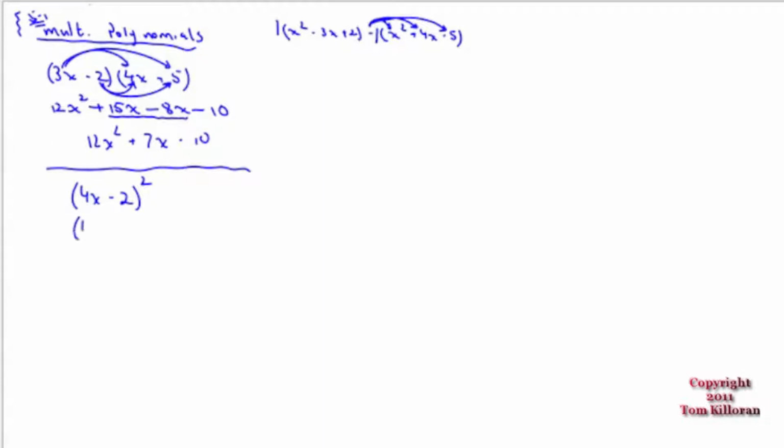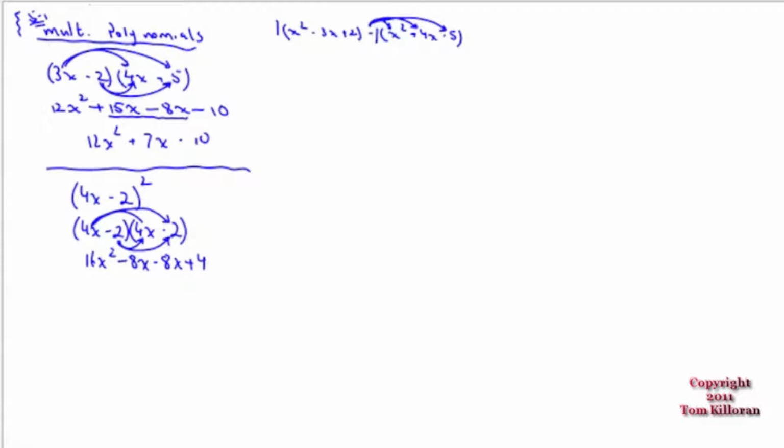So the best thing to deal with is to write it properly, which is 2 factors of the base, which happens to be 4x minus 2. So just copy it down twice. And then FOIL. So 4x times 4x? 16x squared. And then 4x times -2? -8x. -2 times +4x? Another -8x. And finally, -2 times -2 is +4.